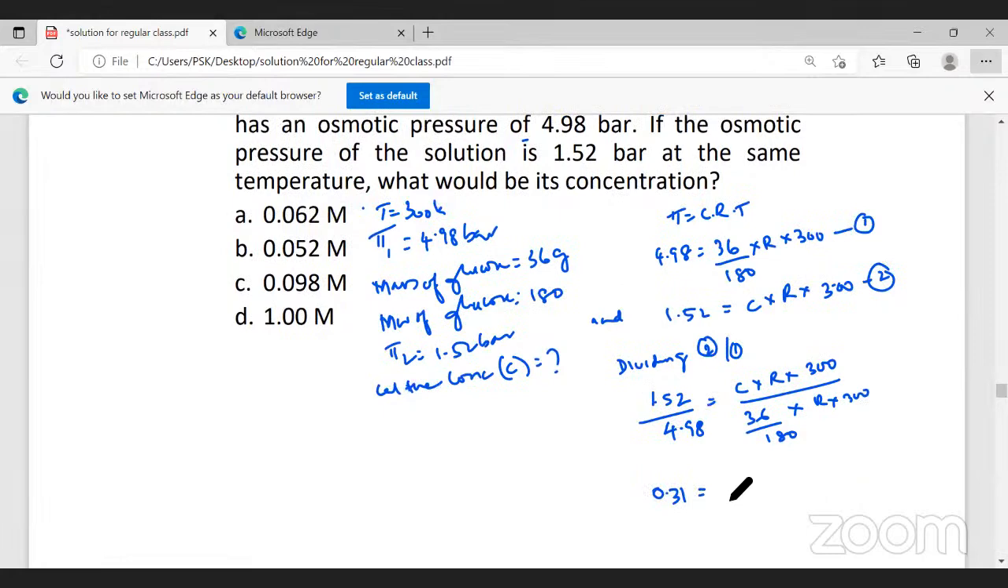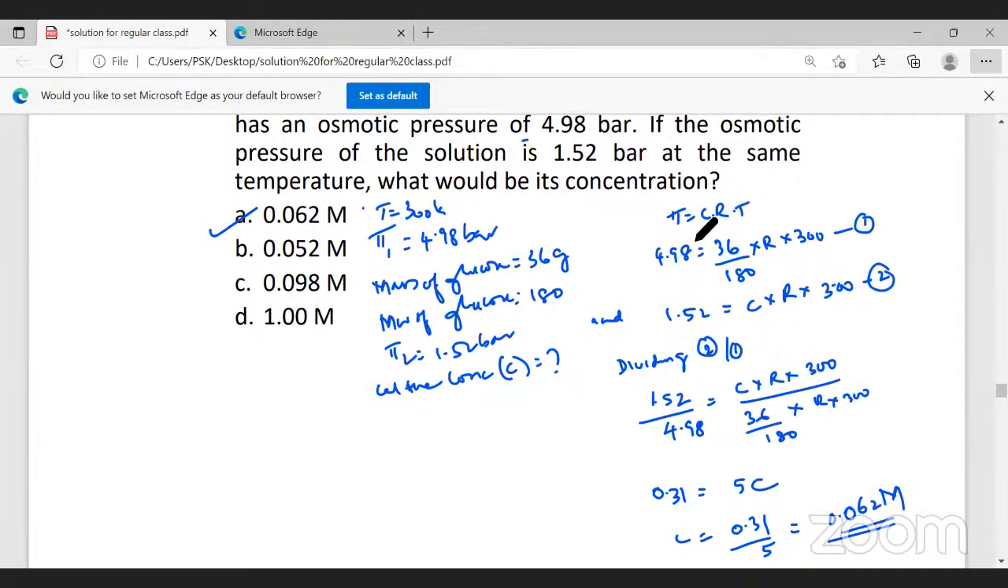0.31 is equal to 5C. In this simplification, R and R get cancelled, 300 will get cancelled, and 180 by 36 is 5. Therefore, you get 0.31 is equal to 5C, or C is equal to 0.31 divided by 5. So the answer for that is 0.062 molar. So the answer option is option A.